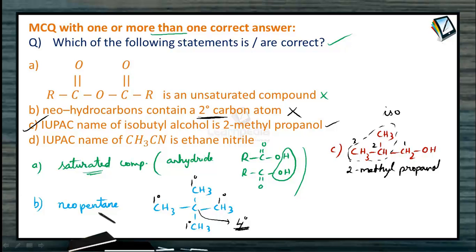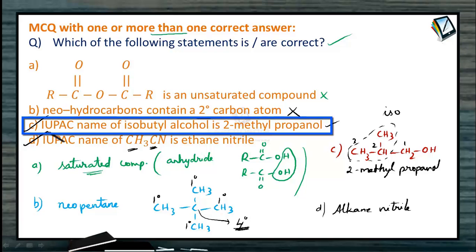Then another one: the IUPAC name of ethyl cyanide is nothing but ethane nitrile, because in general the IUPAC name of an alkyl cyanide becomes alkane nitrile. So 2 carbons are there, so it is ethane, and that is nitrile. So both option C and D are the correct answers for this objective.